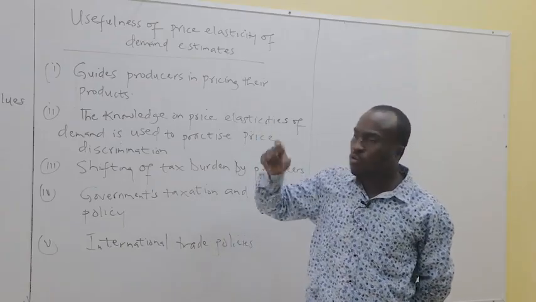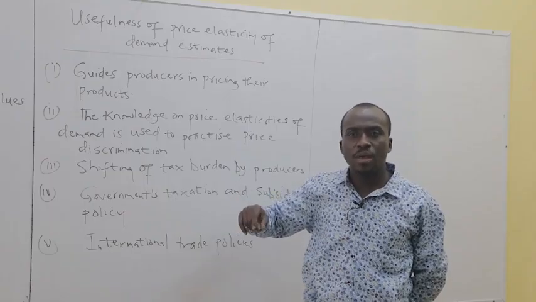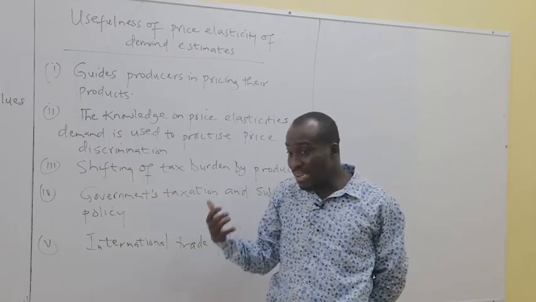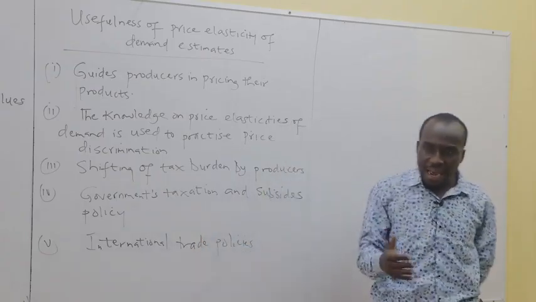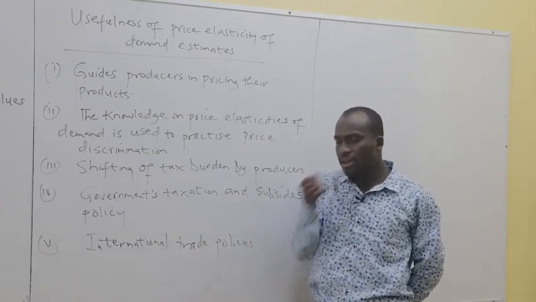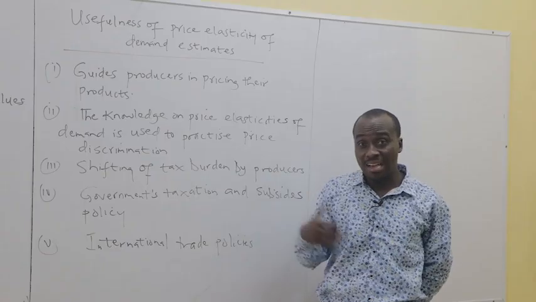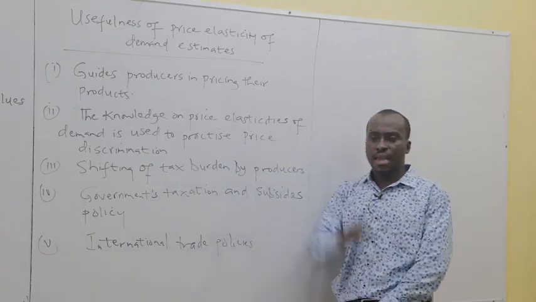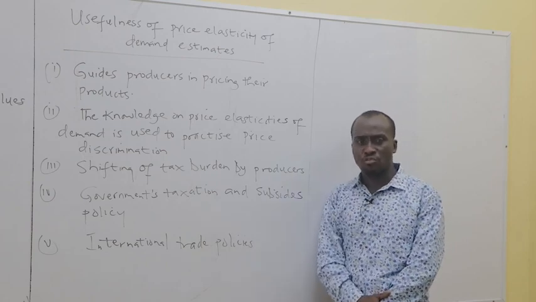But if you detect that the commodity you are selling has elastic demand, then you have to be very careful. If I increase the price marginally, a lot of people will stop buying and I'll lose. Especially when your commodities are substitutes or they are luxury. So if you're a producer, it gives you a very good idea how to price your product.